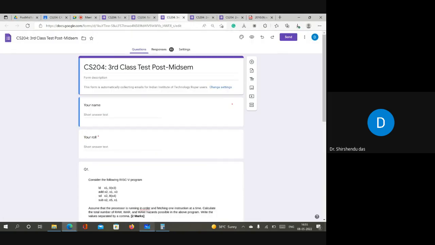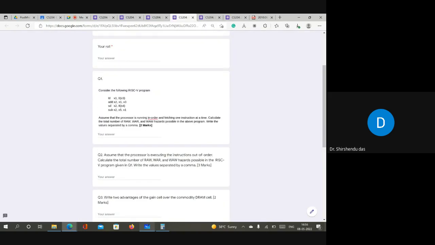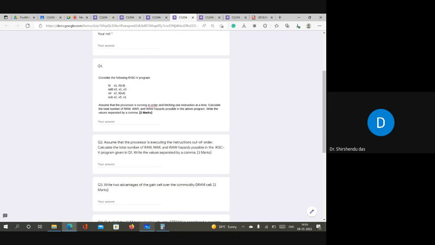Now the last quiz, that is quiz number 3. So quiz number 3 is I think also straightforward. Here, if we go with the first question, this is the risk-free program, and I said that if it is in-order execution, then there is no chance of WAR hazard and WAW hazard. There will be only the possibility of RAW hazard, right? So you can easily find out how many RAW hazards are there.